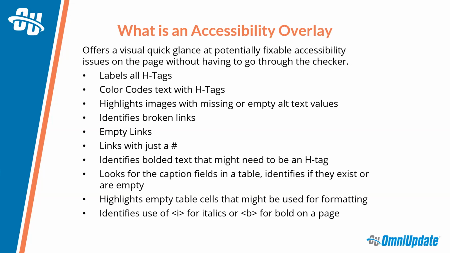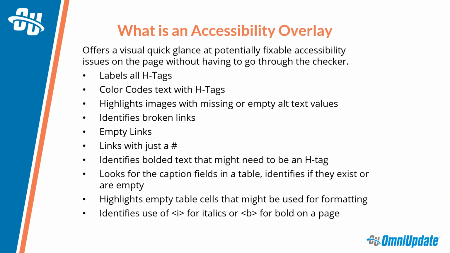It's going to highlight images that may have missing or empty alt text values. It's going to identify your broken links, empty links, and links that might just have a hashtag, because what often happens is people will put in a hashtag as a placeholder and forget they left it there. We're going to identify bolded text that might need to be an H tag, sometimes when it should instead be a section heading.